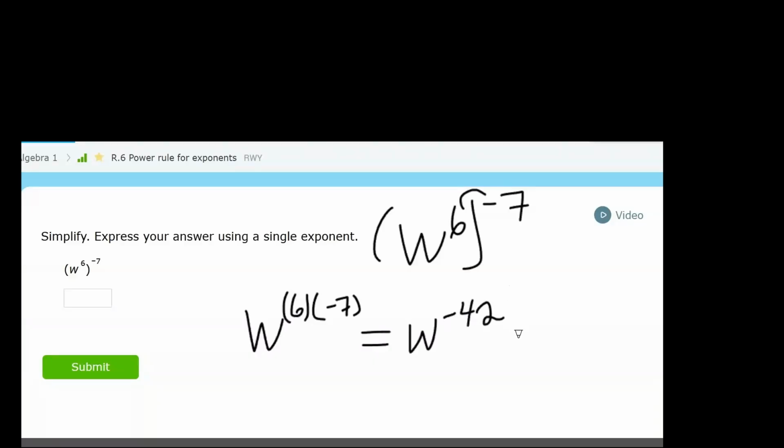Okay? And if we wanted to convert this using only positive exponents, we would just make it positive and push it down to the denominator. This would be 1 over w to the 42nd power. However, if you read the question, they don't ask us to express it as a positive exponent. So what we have, w to the negative 42 power, would be just fine.